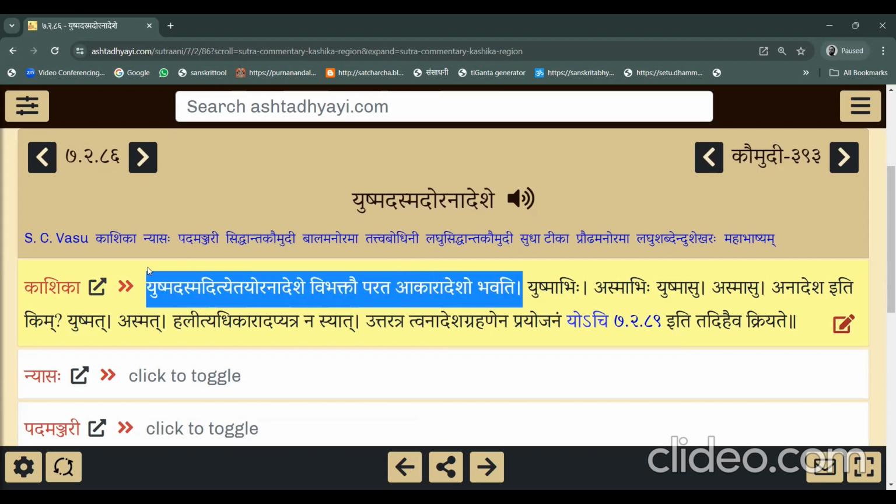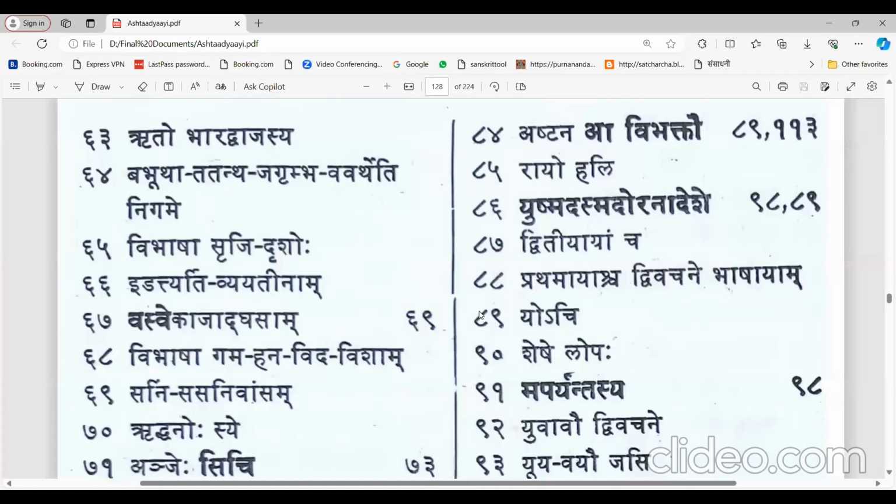That is why he says Yushmadasmado iti anadesha vibhakti pratyaya pare. Anadesha vibhakti pratyaya means it is aladi vibhakti pratyaya pare, because ajadi vibhakti pratyaya pare is given later. It is mentioned in the sutra Yo Achi, 7-2-89. Therefore, what will be here? Hali aladi vibhakti pratyaya pare. Understand? Yes, ji.